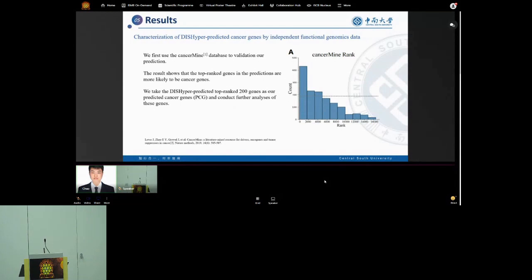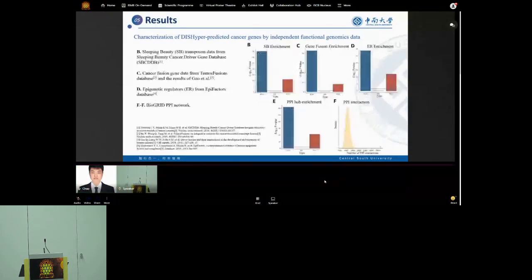And so, we take the top-ranked 200 genes as all predicted cancer genes, PCGs, and conduct further analysis of these genes. We then use multiple independent functional genomic data to analyze PCGs, including sleeping beauty transposon data, cancer gene fusion data, epigenetic regulators, and the PPI networks. PCGs are significantly enriched in this data and show the same characteristics as known cancer genes.